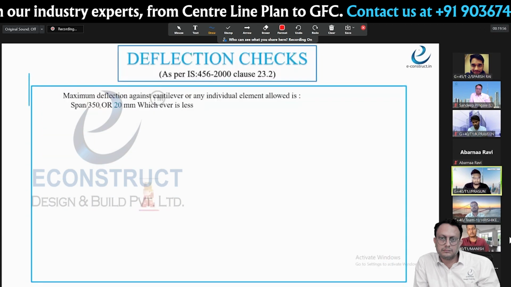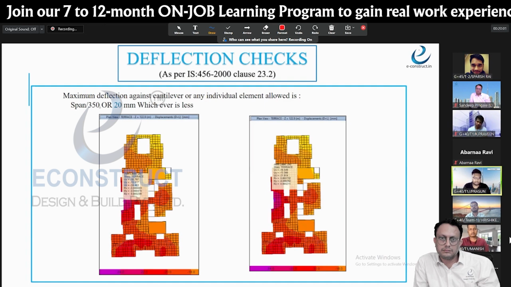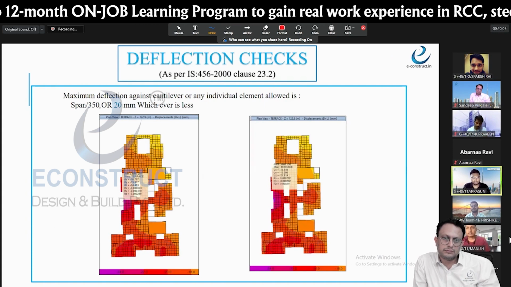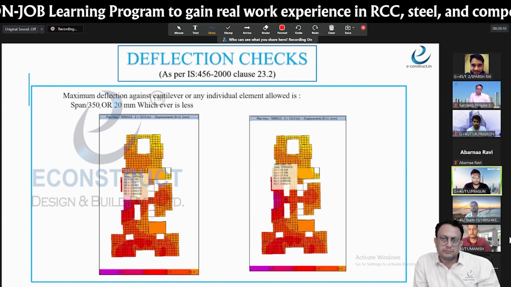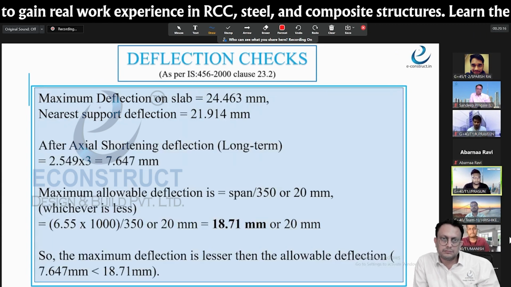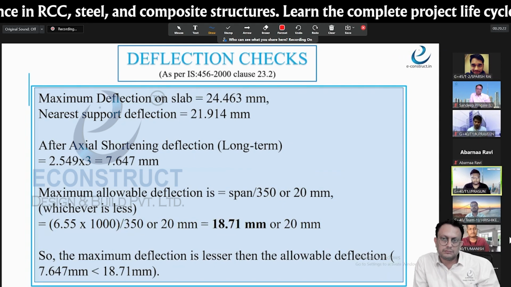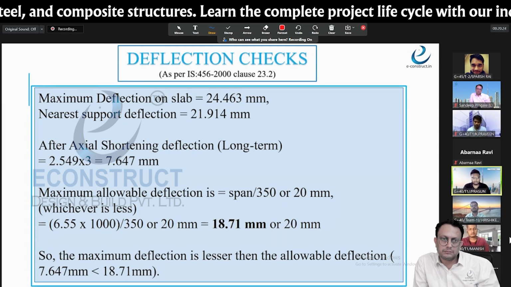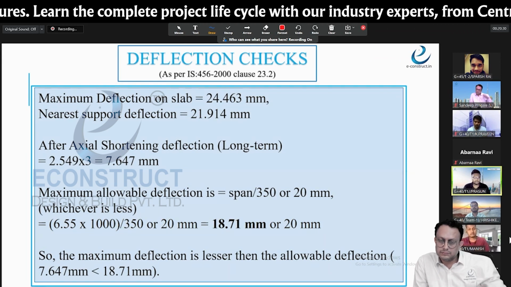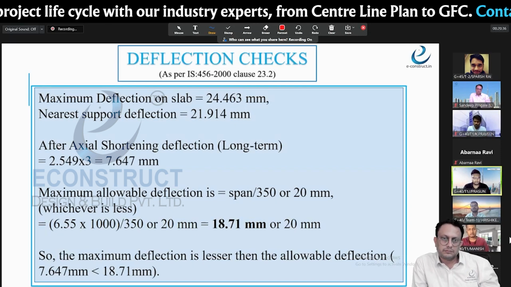The next slide, please. This is the deflection checks. We have got maximum deflection as 24.46 millimeters. Next slide, please. And we got the axial shortening of 21 millimeters. So the net deflection is coming as 7.6, which is very safe as per the span by 350 formulation. The limit is 18.71 millimeters. The span we have considered for this is 6.55 meters. Okay. Next slide, please.